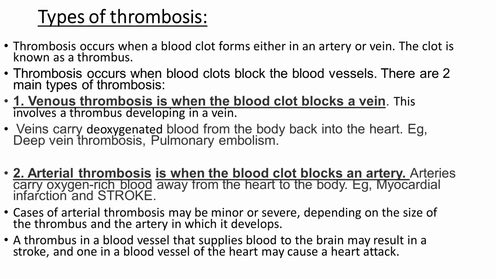Arterial thrombosis is when blood clots block the artery. Arteries carry oxygenated blood away from the heart to the body. Examples are MI, myocardial infarction, or stroke. Cases of arterial thrombosis may be minor or severe depending on the size of the thrombus and the artery in which it develops.